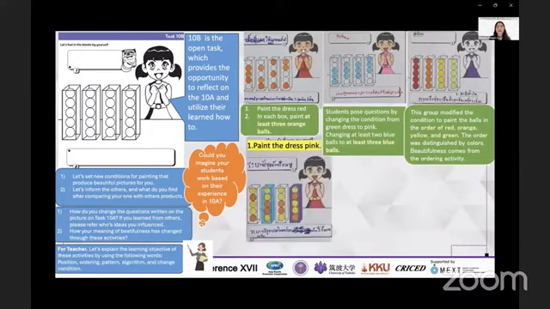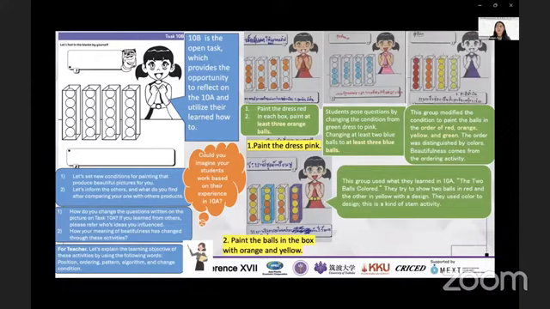And this is paint the dress pink, paint the balls in the box with orange and yellow. This group used what they learned in 10A. They recognized the 2 balls' colors, so they tried to show 2 balls in red and the other in yellow with a design. They use color to design. This is a kind of STEM activity.